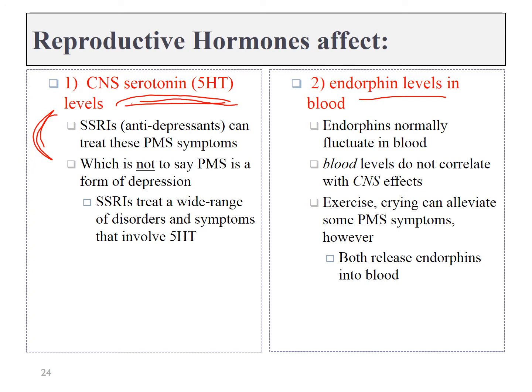Endorphin levels, those molecules are endogenous opiates. Exercise and crying can both raise endorphin levels, which seems to be a mechanism by which women might be self-medicating to offset the changes that are happening during PMS.